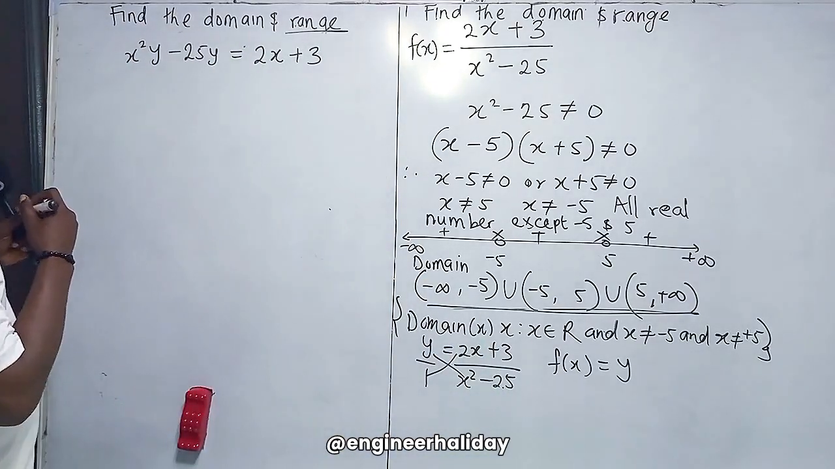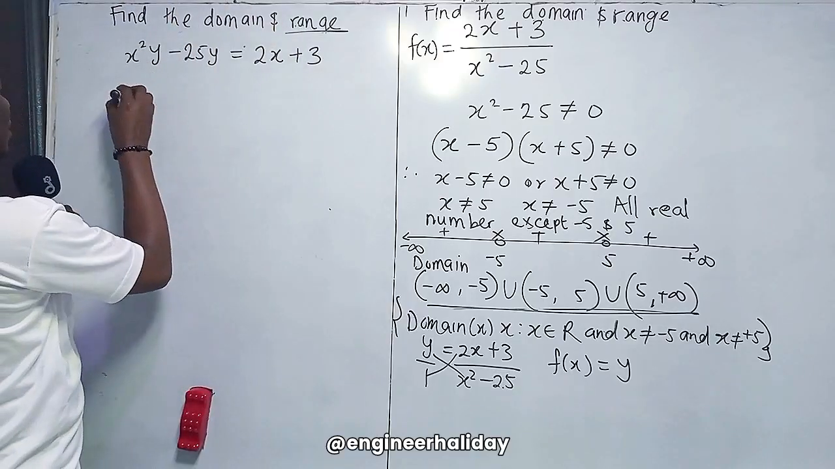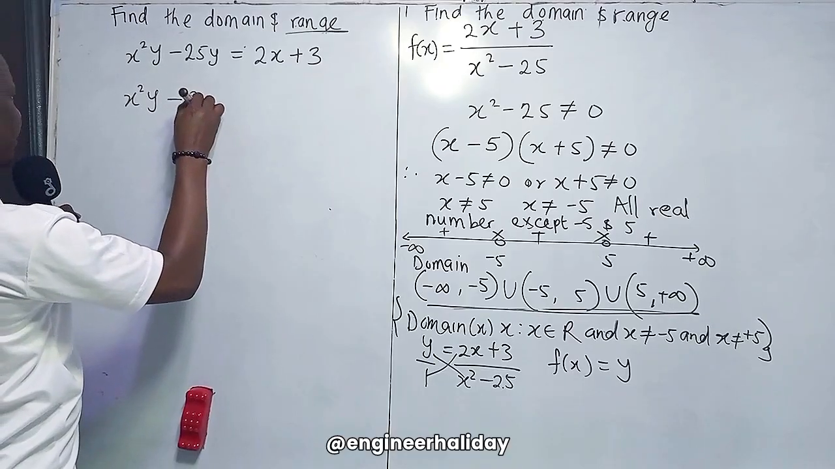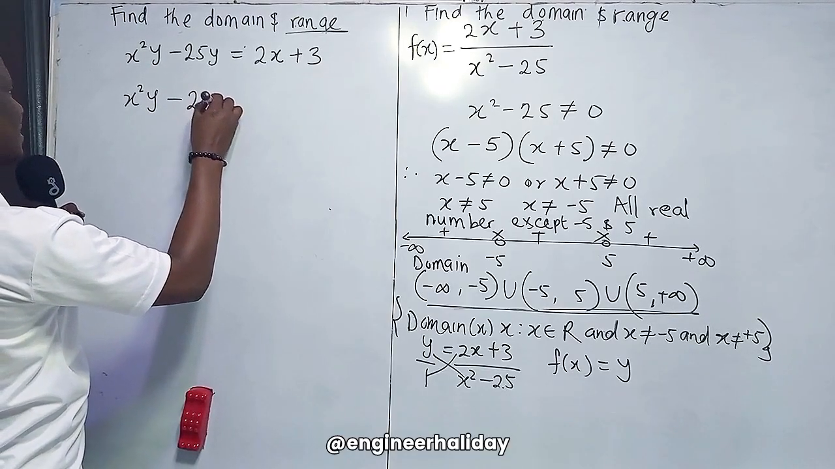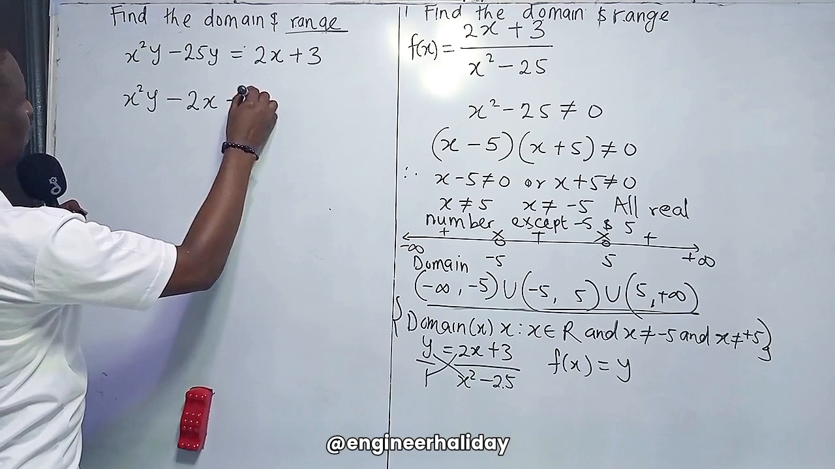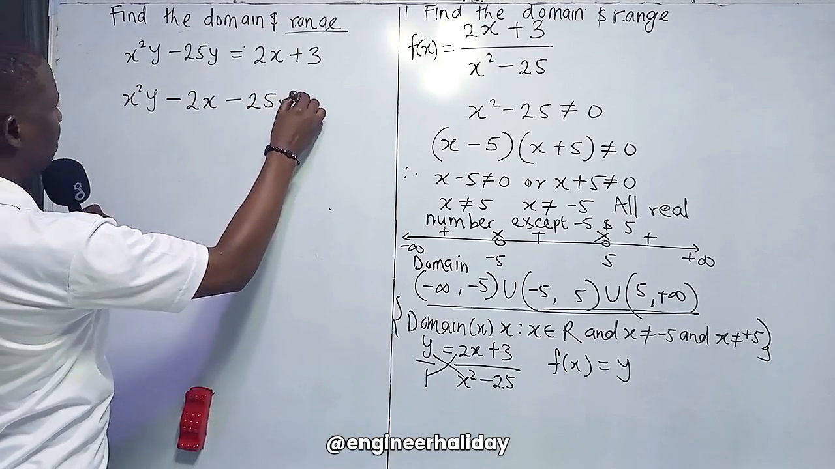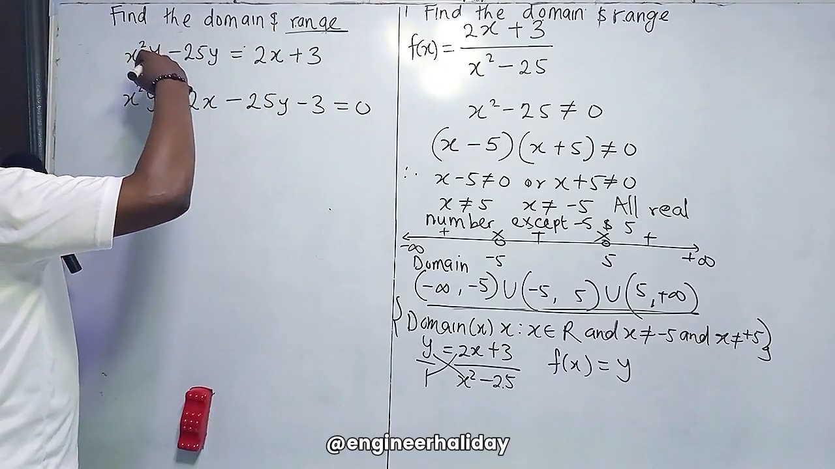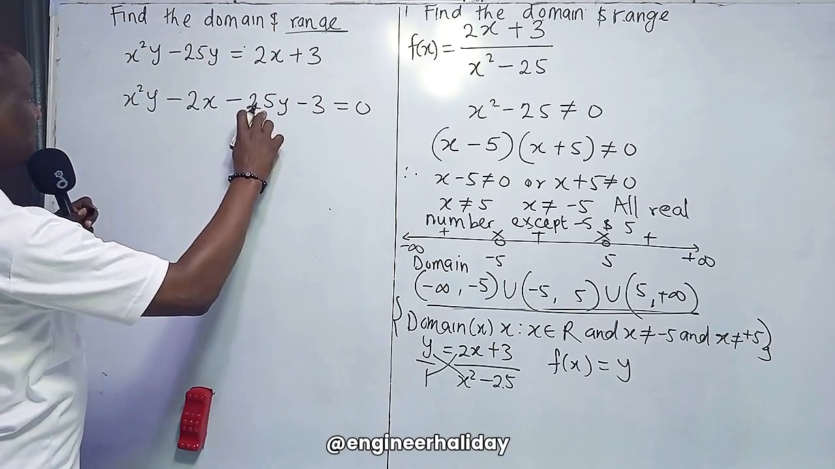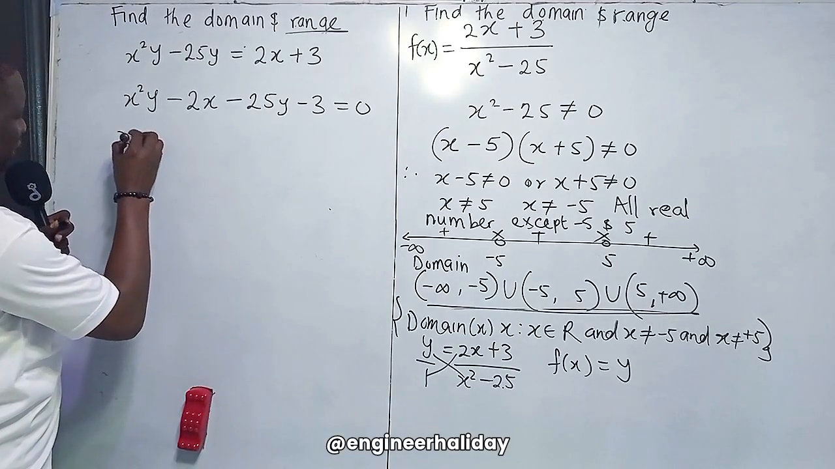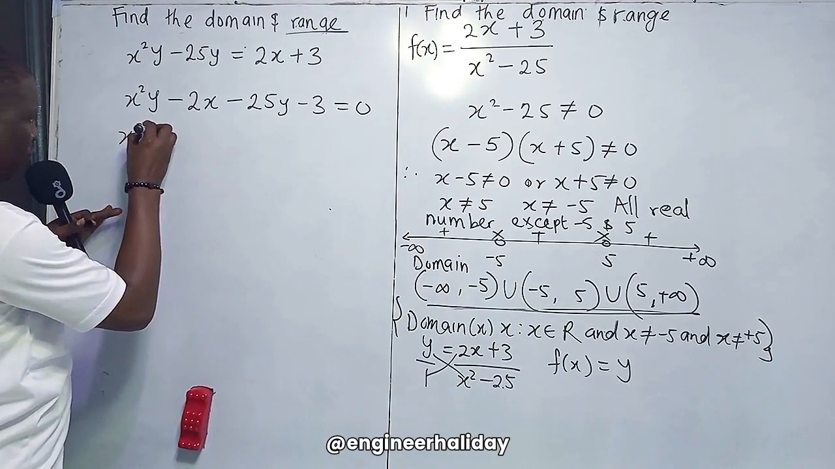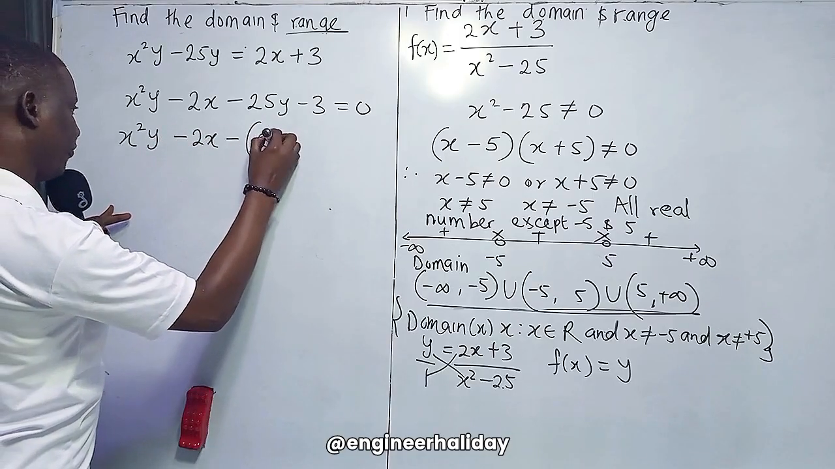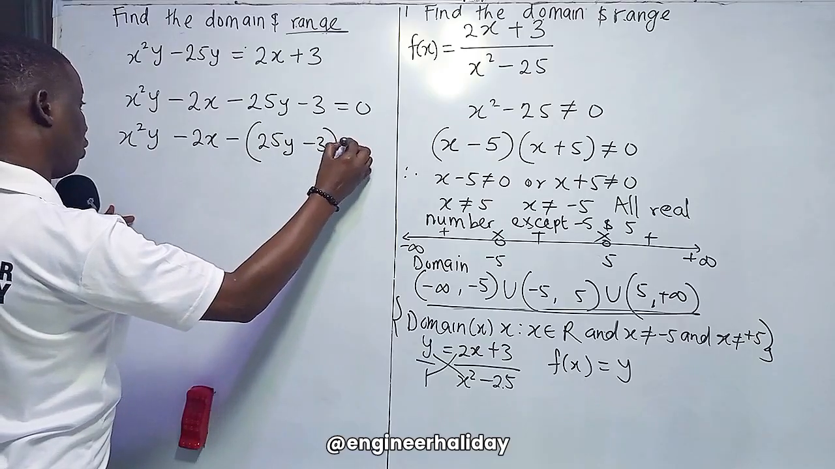Then equal to that. Then what we will do is to bring everything here. So we would have x squared y minus 2x minus 25y minus 3 equal to 0. Now, why I rearrange that: first of all, bring this one over before considering this and this, because this one will be acting as constant. This equation can be written as x squared y minus 2x minus 25y minus 3 equal to 0.